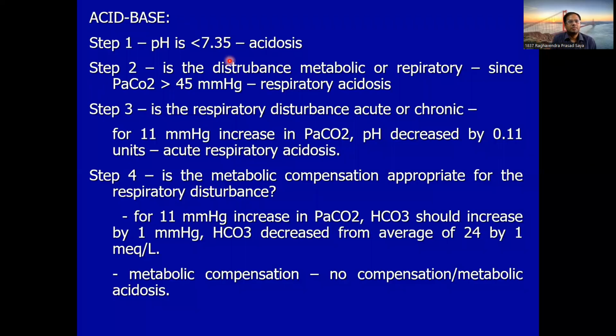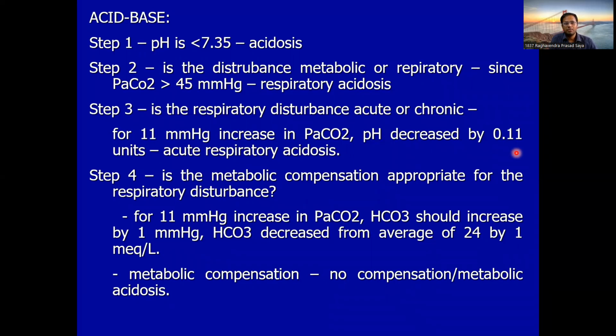So in step 1, the pH is less than 7.35, that is, the patient is having acidosis. Step 2, is the primary disturbance respiratory or metabolic? Since the PCO2 is more than 45, you tell it as primary respiratory acidosis. Step 3 is, is the respiratory disturbance acute or chronic? For an 11 millimeter increase in PCO2, pH is decreased by 0.11 units, as I told previously. So it is an acute respiratory acidosis.